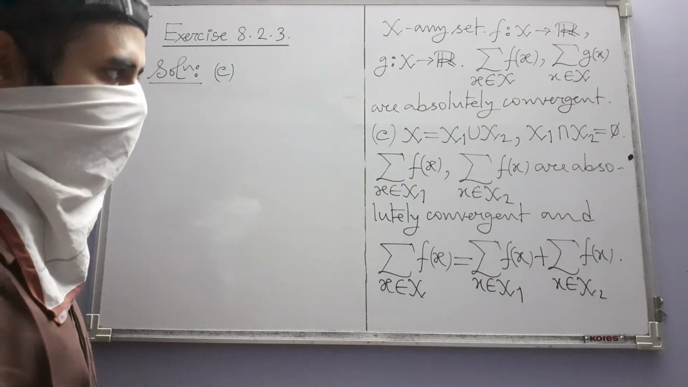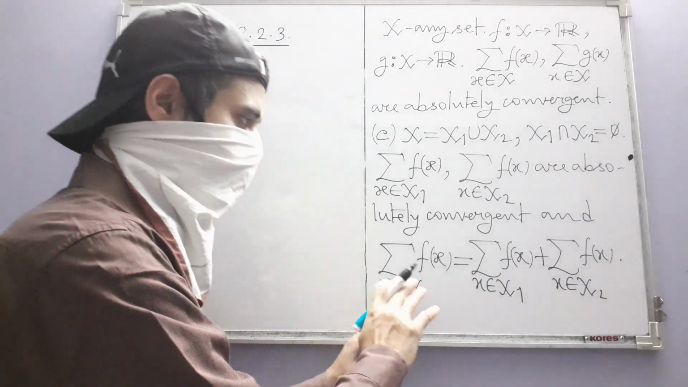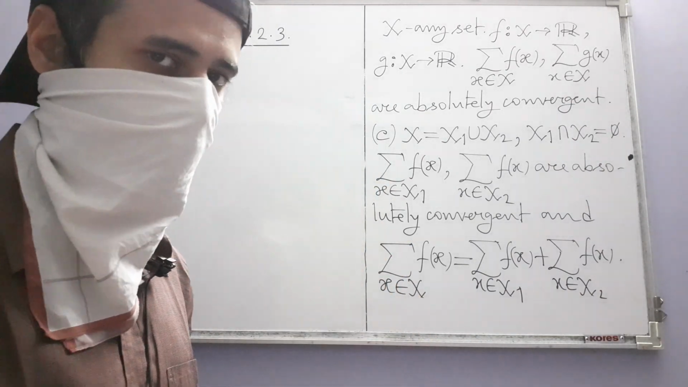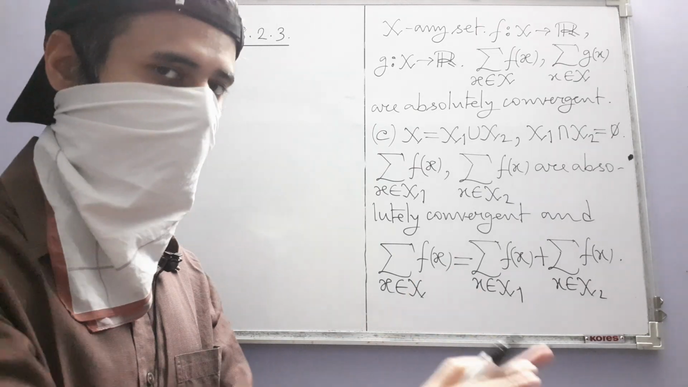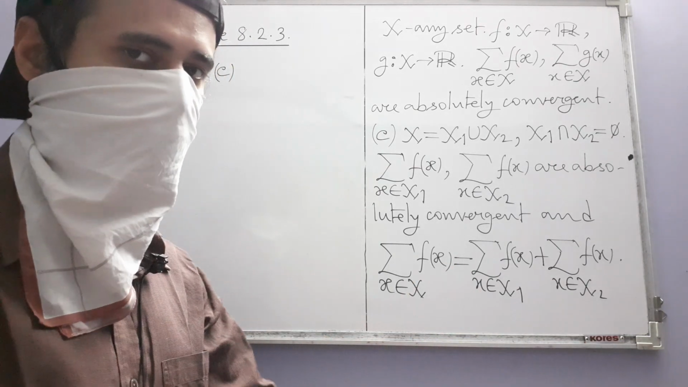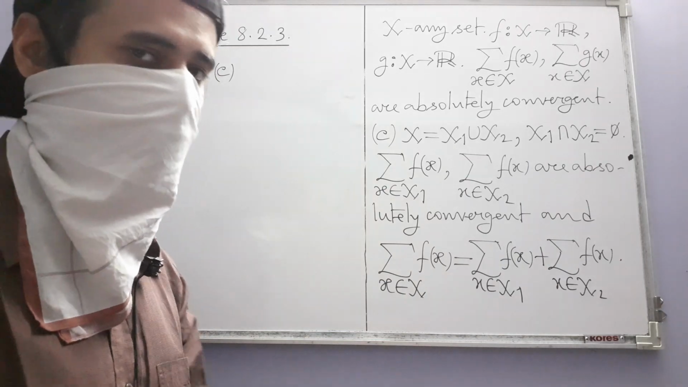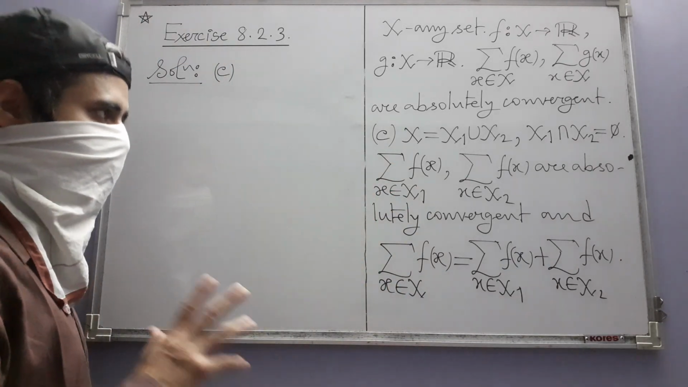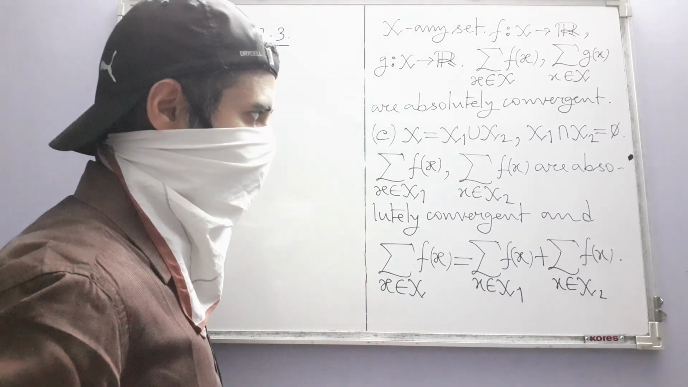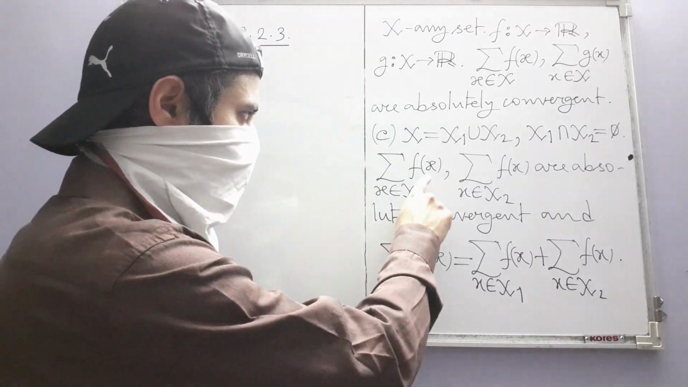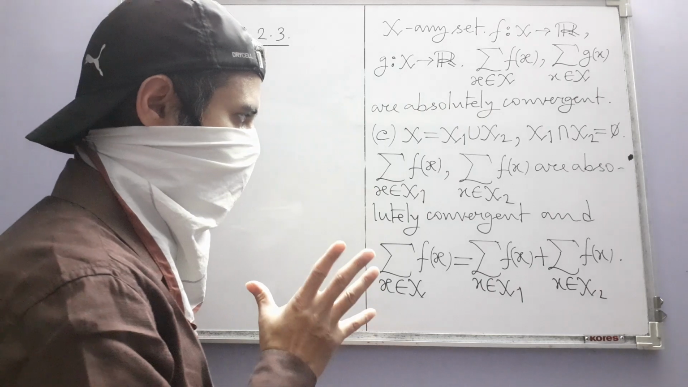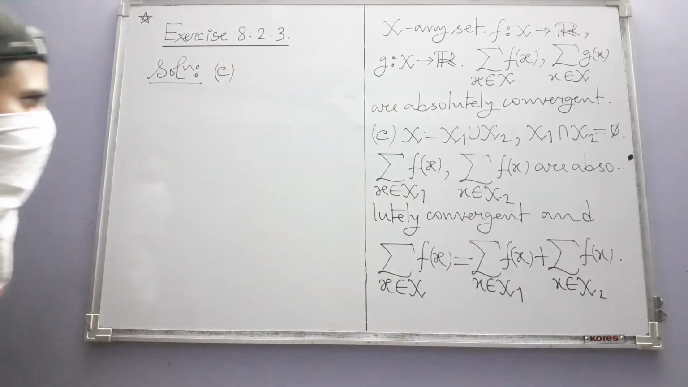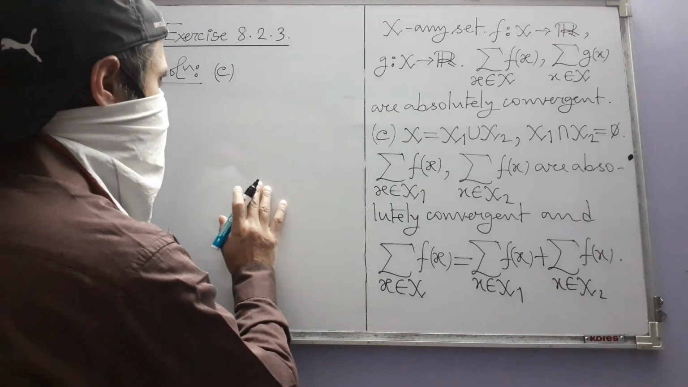So we have to prove this, but this is not entirely what C states. Part C states something more than this, but we are coming to that part which I have not shown here afterwards. Let us first show this much. So that means here also we have two things to show. First we have to show that these sums are absolutely convergent, and then we have to prove this identity.